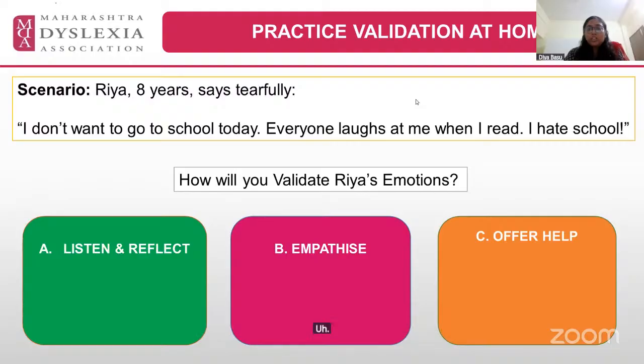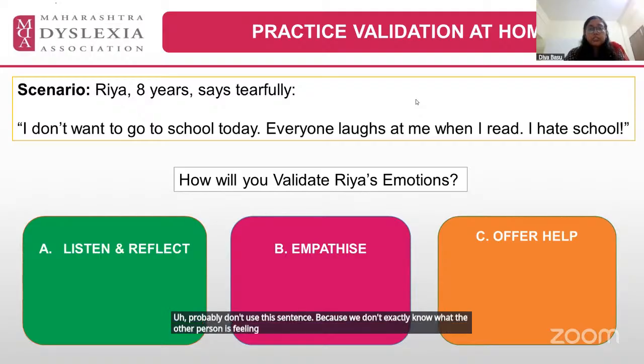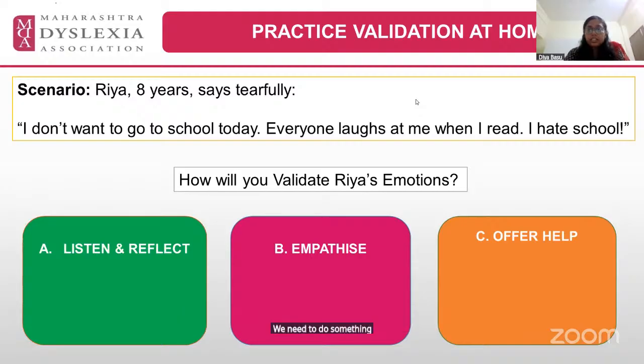"I know how you are feeling." Probably don't use this sentence because we don't exactly know what the other person is feeling, but the first one is fantastic. "I felt like that when I was your age." "We need to do something about this. What do you think we can do to stop this happening again without making it worse?" Fabulous. Very nice. Good response. So everybody else, just take note of how Pete has structured his responses. I really loved it. Apart from that one sentence, "I know how you are feeling," the others were absolutely reflective, empathized, and offered help.